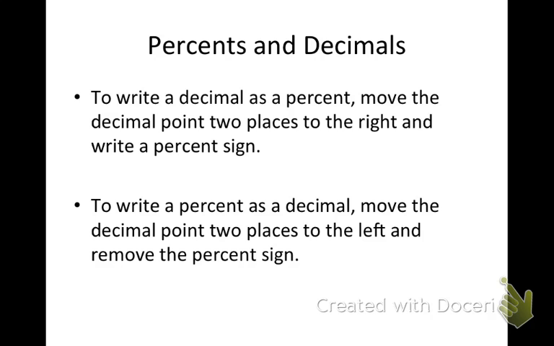To write a decimal as a percent, move the decimal point 2 places to the right and write a percent sign. To write a percent as a decimal, move the decimal point 2 places to the left and remove the percent sign.